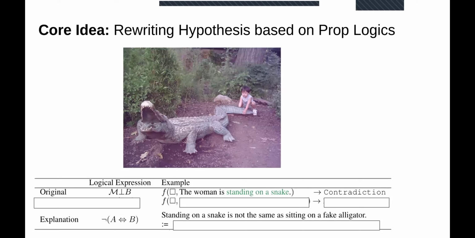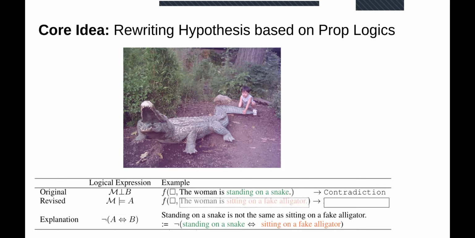So why is this interesting at all? Let's see an example where the explanation is sensible but actually not faithful to the model. In this image, the original hypothesis is that the woman is standing on a snake, which is a contradiction, and the explanation given is that standing on a snake is not the same as sitting on a fake alligator. We can rewrite this in logical form and then construct a new counterfactual hypothesis: the woman is sitting on a fake alligator. Now we know that the logically consistent label should be an entailment.